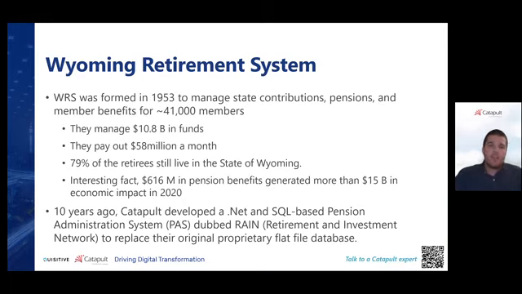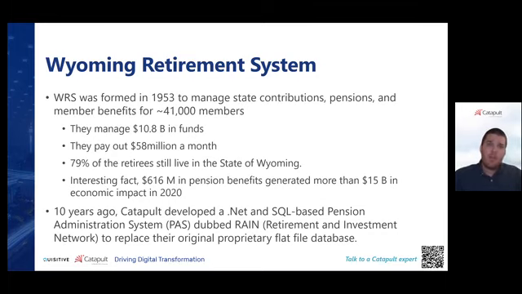Like a lot of retirement systems across the country, they manage state contributions, pensions, member benefits. They have roughly 41,000 members. Moderate size fund, about 10 billion in funds, and they pay out roughly 58 million a month in benefits. 79% are still residents living in the state of Wyoming. And one more interesting fact is that far beyond the individual benefits to the pensioners, the benefits generated more than $15 billion in economic impact in 2020. So a large part of the state economy and a major contributor to the state.